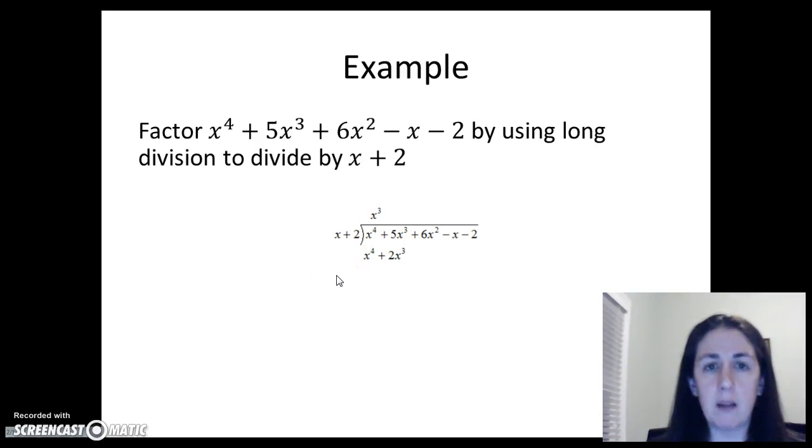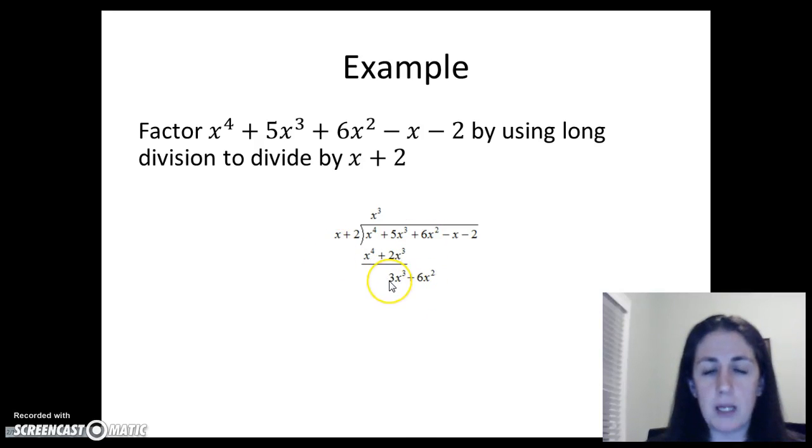And just like in regular long division, once you've done that, now we're going to subtract completely. So we'll do x to the fourth minus x to the fourth. That's going to cancel. That should always happen. That's how you pick this value here. And then 5x cubed minus 2x cubed gives us 3x cubed. And then bring the next term down.